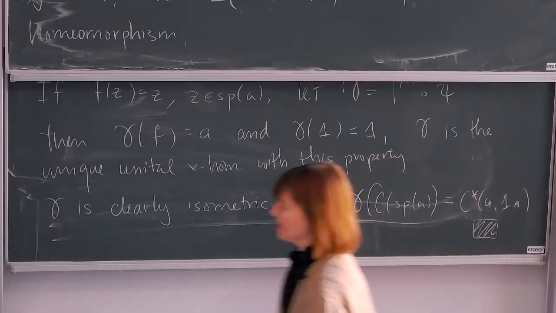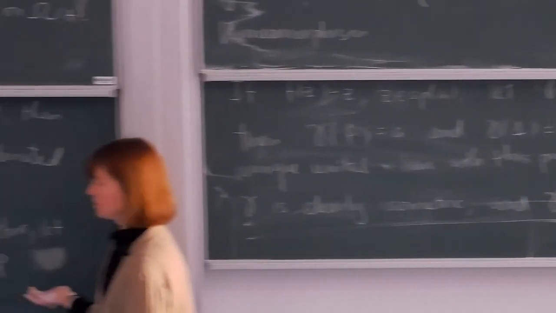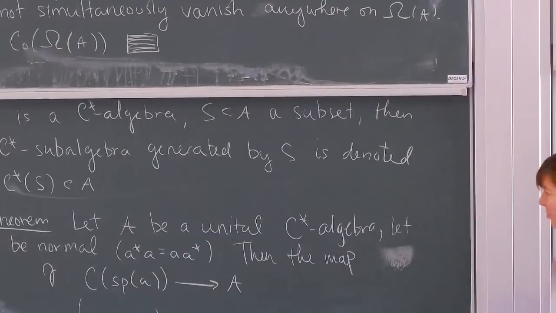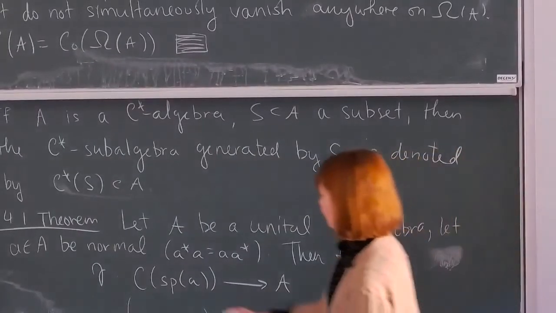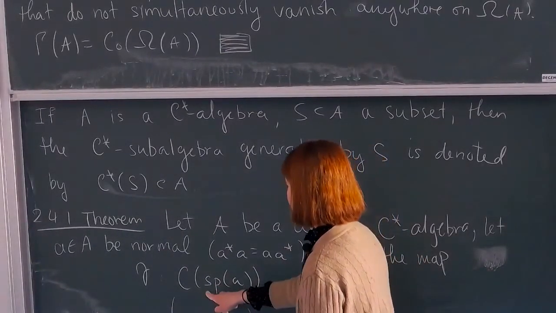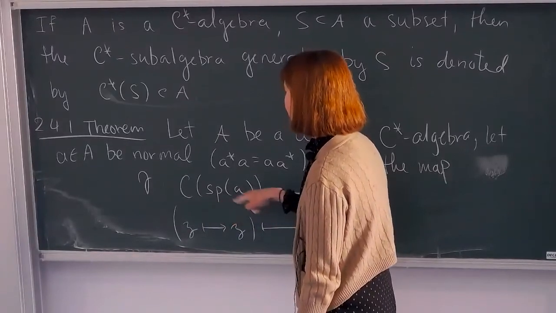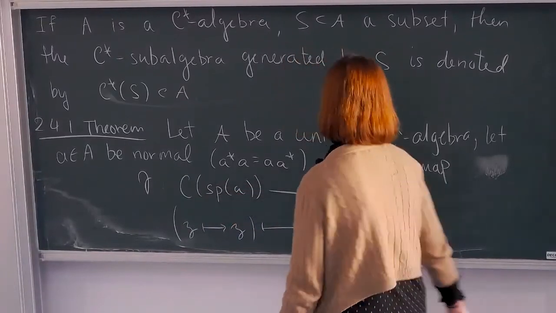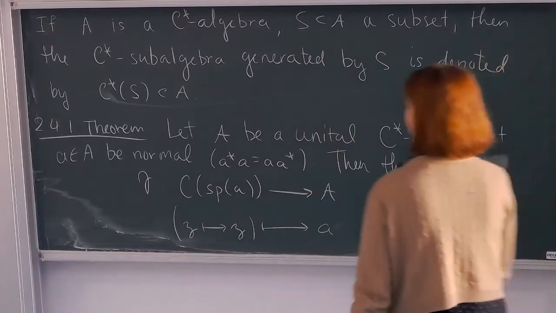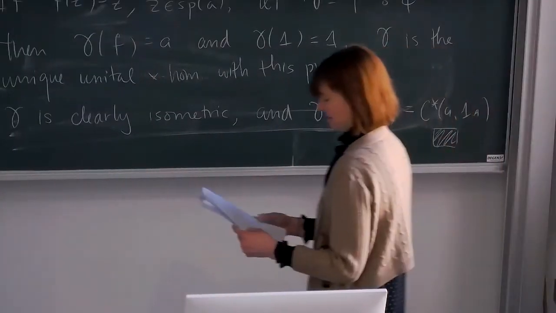Obviously I said this just for unital C-star algebras, but you can make an analogous statement for non-unital. Then the spectrum of A will only be locally compact, so you need the functions vanishing at infinity, and now your image will not be the C-star algebra generated by A and 1_A, but just by A, since there is no unit.